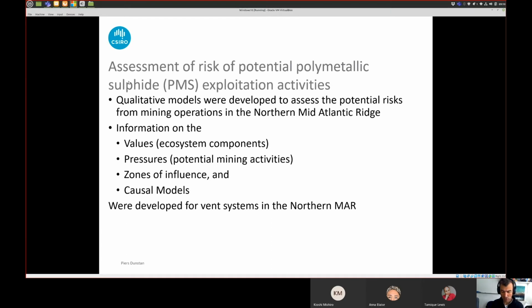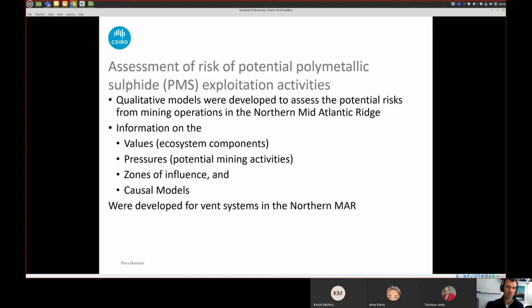So we worked with the International Seabed Authority and a group of people who were involved in some of the earlier workshops to build qualitative models of what the potential risks of mining operations might be on the northern Mid-Atlantic Ridge. We gathered information through working with the experts on the values, the ecosystem components, the pressures that are acting on those systems, where the potential mining activities and outfall pressures would actually occur, the zones of influence, the points where the pressures were actually touching the ecosystem components, and developed up the causal models.